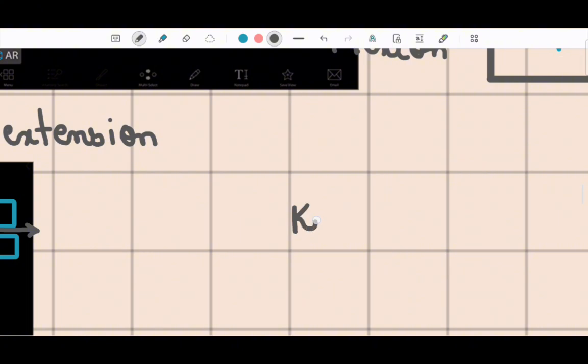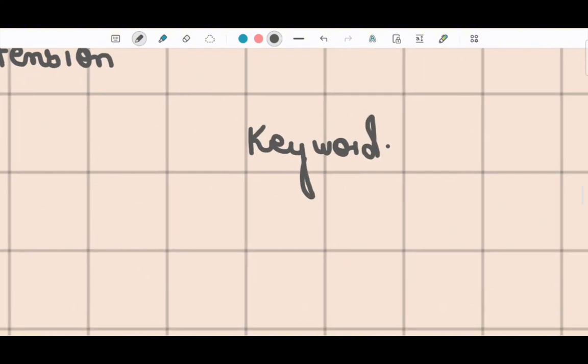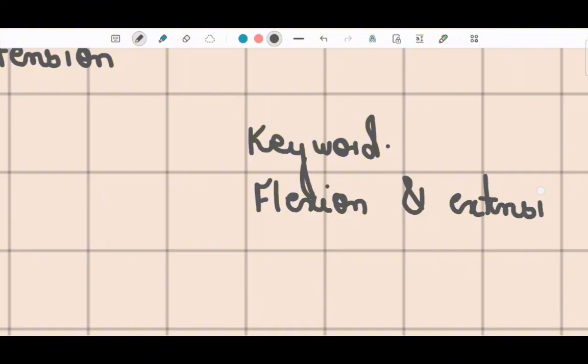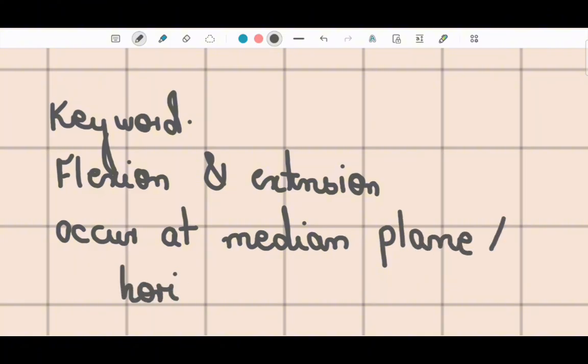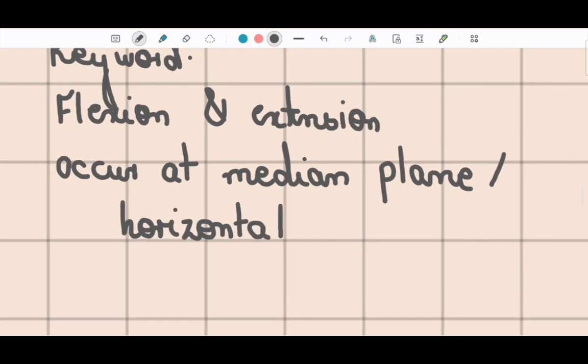So the keyword that you can remember here for this movement, for this plane, is flexion and extensions occur at the median plane, horizontal axis. Okay, median plane, horizontal axis. So I will also give you a short demonstration of how you can determine which movement can occur at which axis and which movement can't occur at that axis.